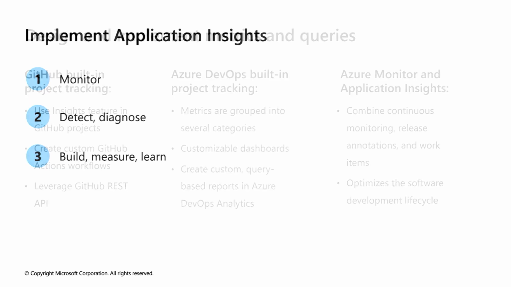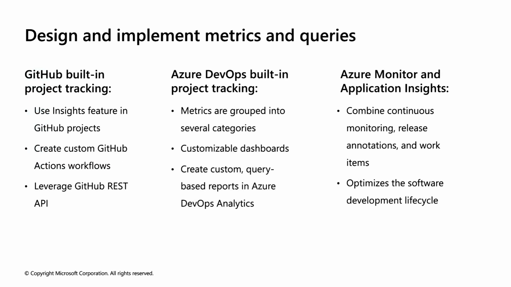Let's explore how teams can design and implement metrics and queries to track project progress and application health using modern DevOps tools. On the GitHub side, we can leverage built-in project tracking features like GitHub Insights. We can create custom workflows with GitHub Actions and tap into GitHub REST API for advanced reporting. Azure DevOps offers its own robust tracking with built-in metrics, customizable dashboards, and the ability to generate custom query-based reports using Azure DevOps Analytics. These tools empower teams to visualize work, monitor trends, and make data-driven decisions throughout the development lifecycle.